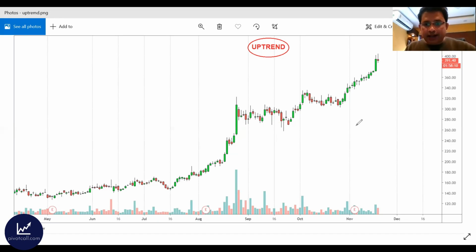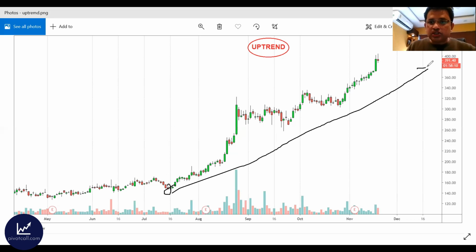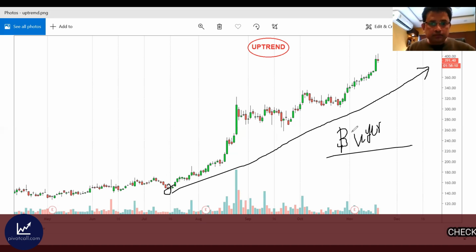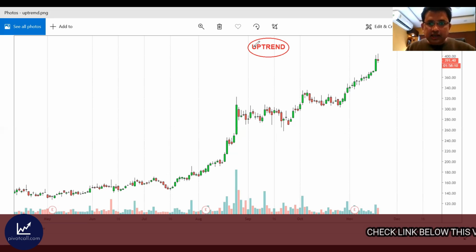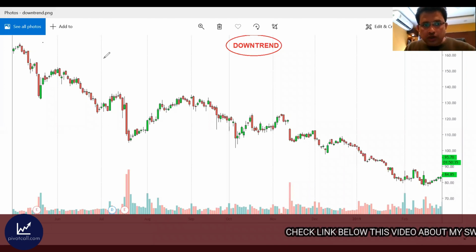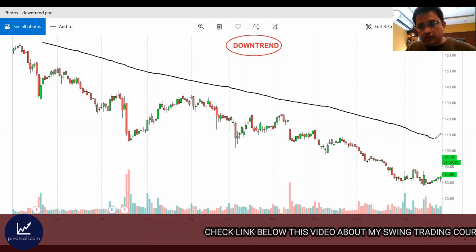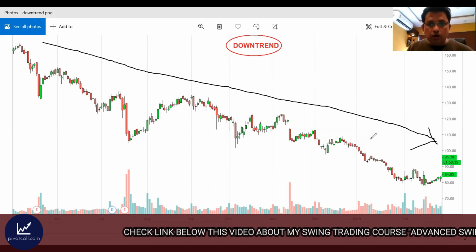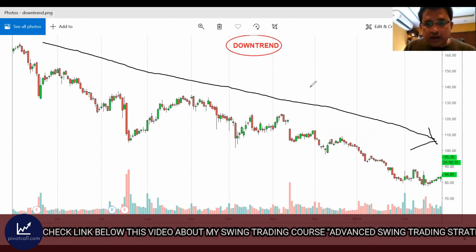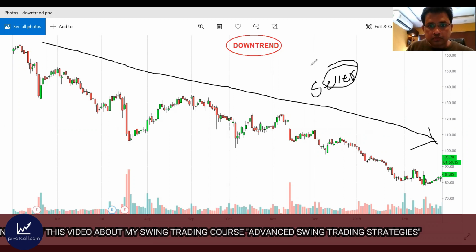Can you see what is the trend here? You can see totally an uptrend. Somewhere here the uptrend started and you can see that it's in a strong uptrend. So the structure here is the uptrend. So what should you be here? You should be only a buyer because it's an uptrend. Now let us see the next one. You can see that it's totally a downtrend, right? So this stock is totally in a downtrend, so that means you should be a seller.